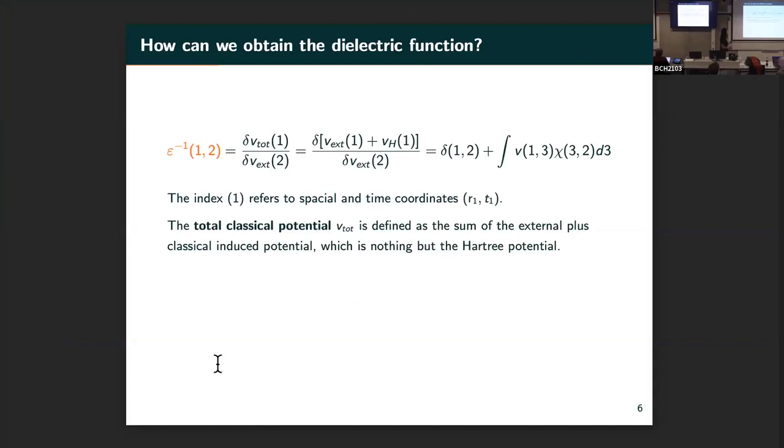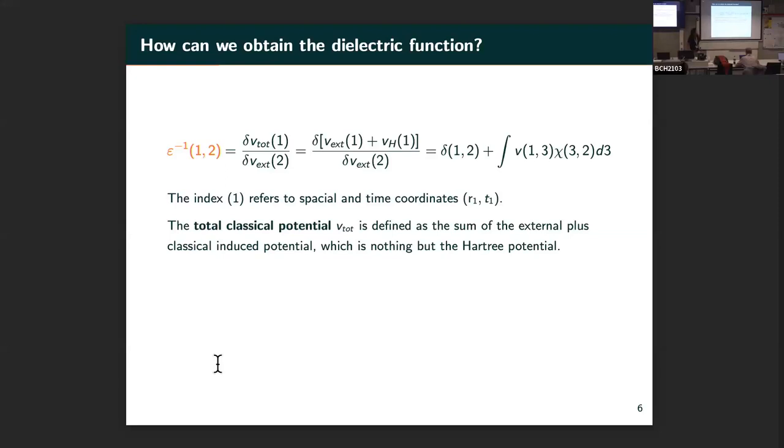So this is just a reminder of what you have already seen so far. We define the dielectric function as the variation of the total potential with respect to an external perturbation, which in our case is the light that we send, for example, in the setup of the absorption spectrum. In this case, we have a classical total potential that is basically the external plus the Hartree potential.